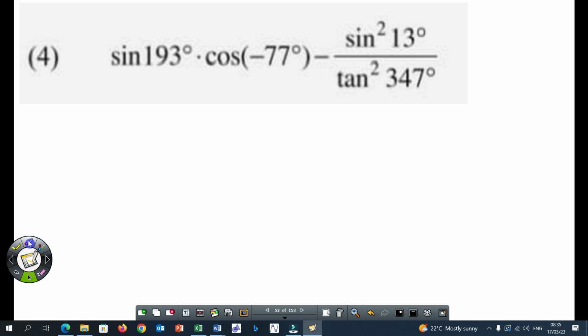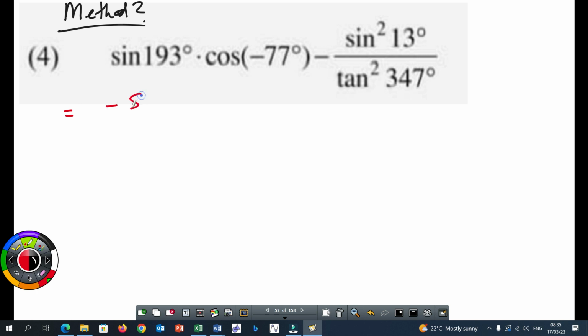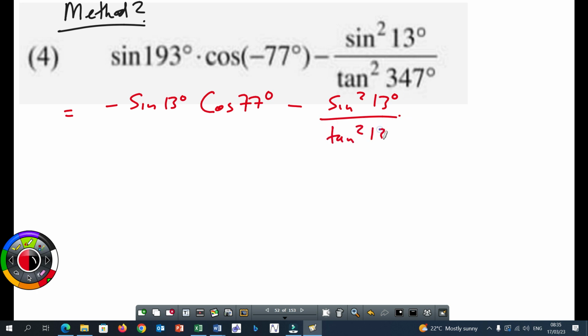Okay. Method 2, can I have your attention, please? Method 2, please write this in your book. Can you write that as method 2? Method 2, this is the same as minus 13 degrees. That's cos 13 degrees. Sorry, cos 77 rather. Cos 77. Right, minus sine squared 13, that will be tan squared of 13 degrees. Are you following there? Yes.